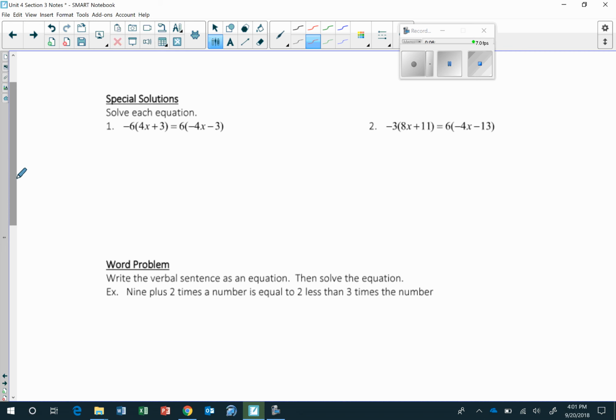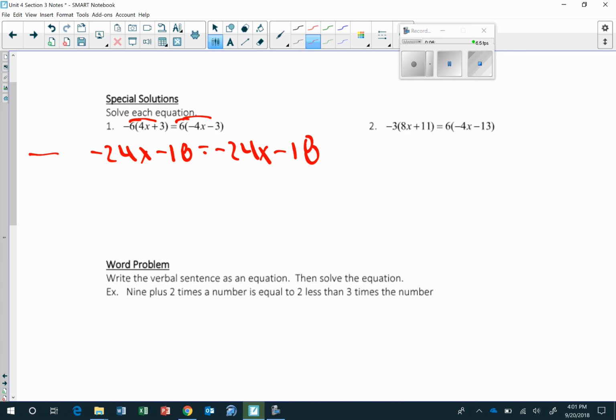So on the first one, I need to do the distributive property on both sides before I can do anything else. So negative 6 times 4x is negative 24x. Negative 6 times 3 is negative 18. On the right side, 6 times negative 4x is negative 24x. 6 times negative 3 is negative 18.